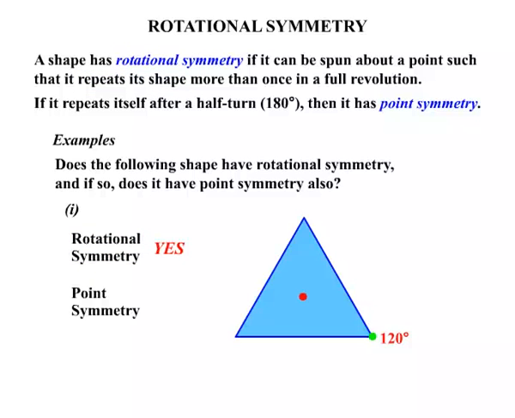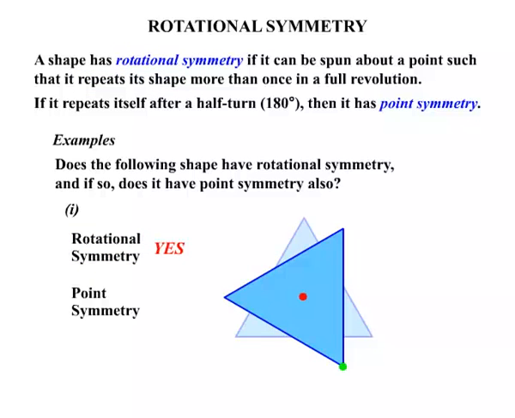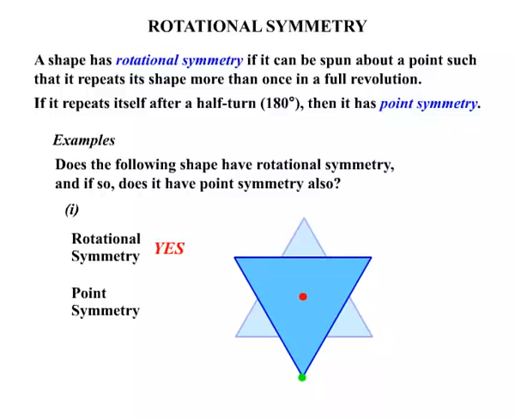Now we're checking whether it's got point symmetry. So we continue its spin, that was another 30, so 150, then another 30 would be 180 degrees. So at this point, does it repeat itself after a half turn? Well, it doesn't, does it? It does not, because it's not on itself what it started as. So when we talk about point symmetry, we have to say no, this shape does not have point symmetry.